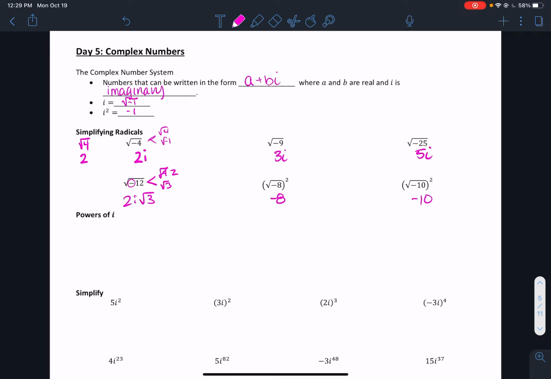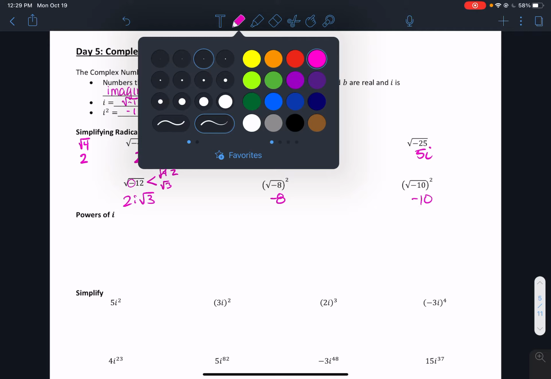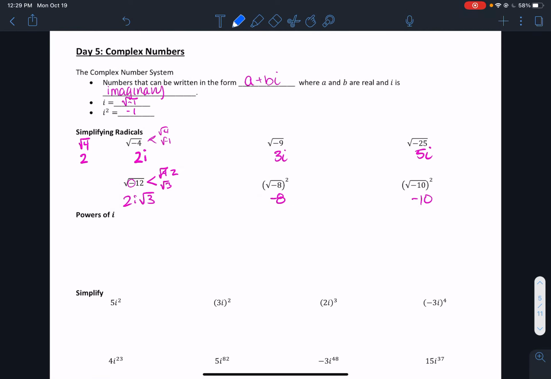One of our biggest things that we have to talk about is the powers of i. i to the first power equals i. That makes a lot of sense. And then we defined i squared as equaling -1. So if we break out i cubed, that's i squared times i. Well, that's -1 times i, so that's -i. And then i to the 4 would be i squared times i squared, which is -1 times -1, which is +1.